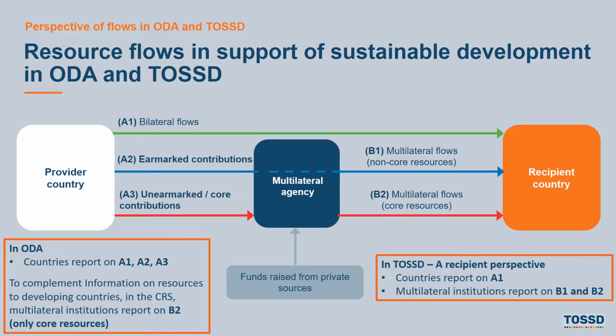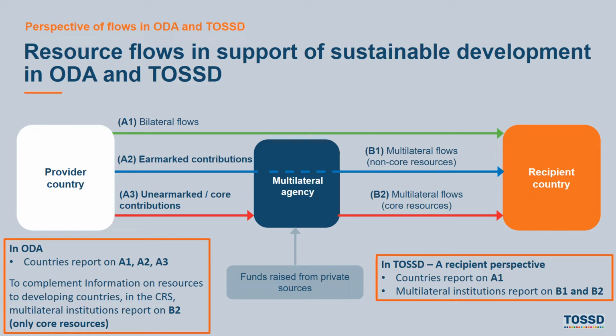Then if we look at the outflows from multilateral agencies, we have multilateral outflows from their non-core resources. This is the B1 continuation of the blue arrow. And then we have outflows from core resources of multilateral agencies. This is the B2 arrow.